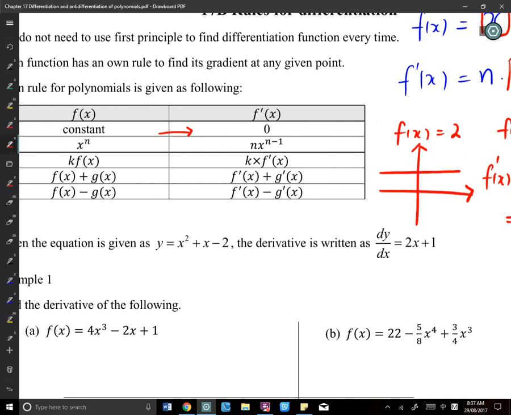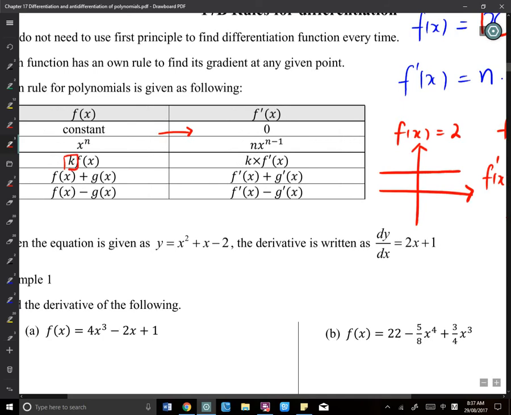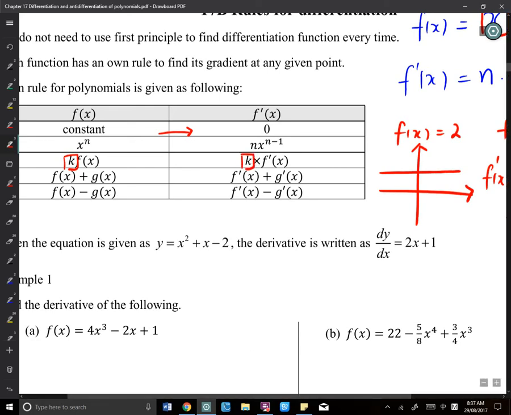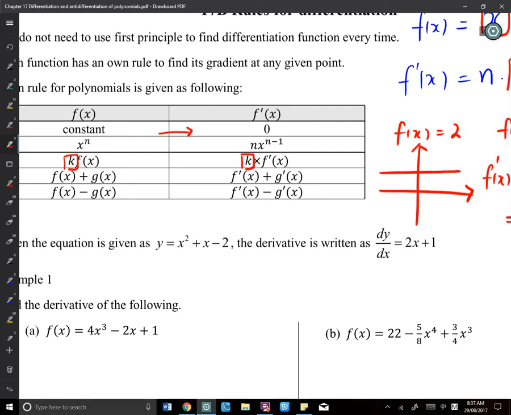And then we say, if there's a constant times x, okay, it's not the constant to the power of something, it's like 3 times x to the power of something. You just keep the constant in the front, and then you differentiate x to the power of n as normal, and you times the constant.